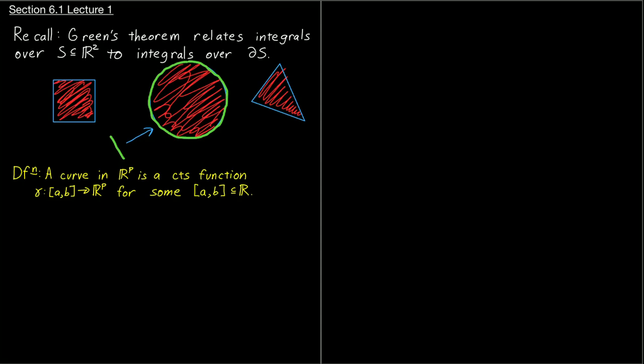Now you're probably used to thinking of a curve like a circle in R2 as the set of all points x, y such that x squared plus y squared equals r squared. You're used to thinking of a curve in RP as a set of points in RP instead of a function from the real numbers into RP. But thinking of them as parametric curves, associating every curve to a function, is very useful in our course. It makes our lives easier.